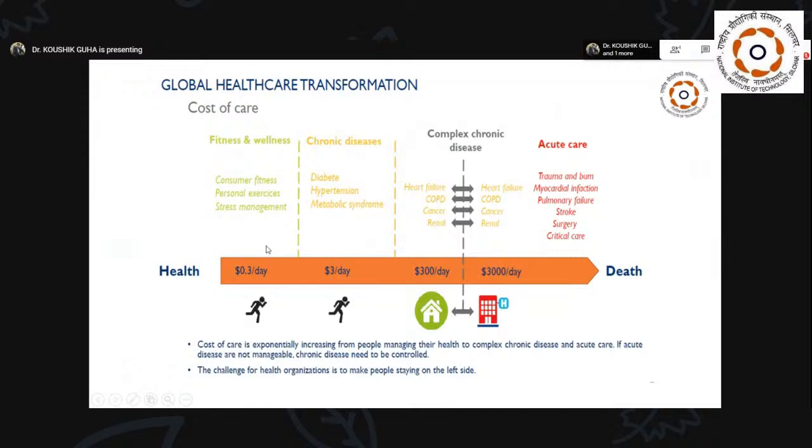So we have to be very fit, we have to be very alert, we have to exercise, we have to consult with the doctor, and we have to always monitor our body function. If we can do this on a regular basis, then I hope we will not move into this higher band, where the expenditure per day is higher. We will restrict our lifestyle within the very first band, which is only a very few dollars per day, and also we can live happy.